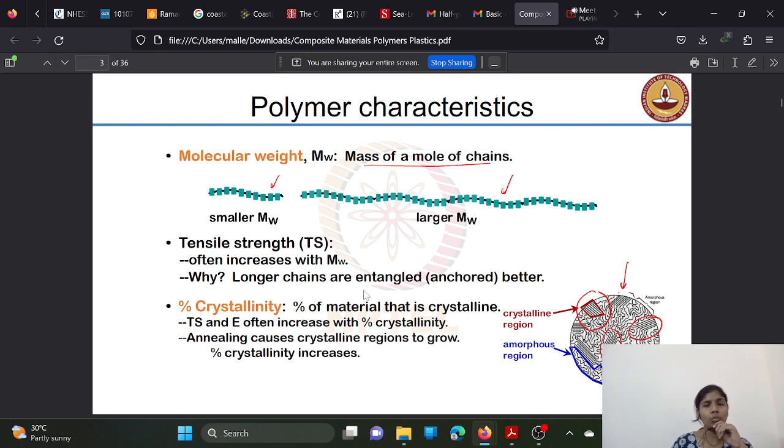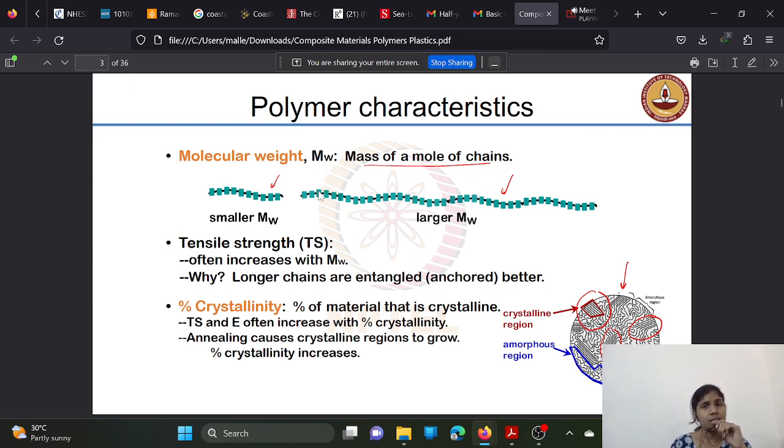When coming to the polymer characteristics, first thing is molecular weight. Molecular weight is nothing but the mass of a mole of chains. See here you can see a smaller chain and a larger chain. From the definition you can understand which will have a smaller molecular weight and which will have larger molecular weight. This is the mass of a mole of chains.